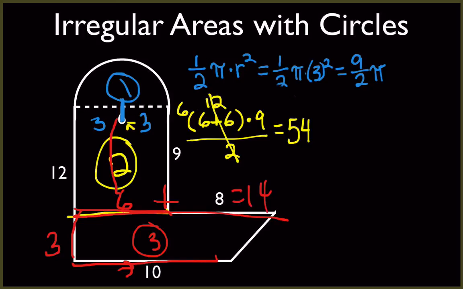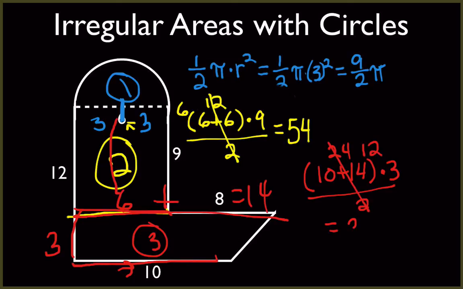So now my third section goes like this. Base 1 plus base 2 times my height, all divided by 2. Adding this up, I get 24. 24 divided by 2 is 12, times 3, and 12 times 3 is 36.